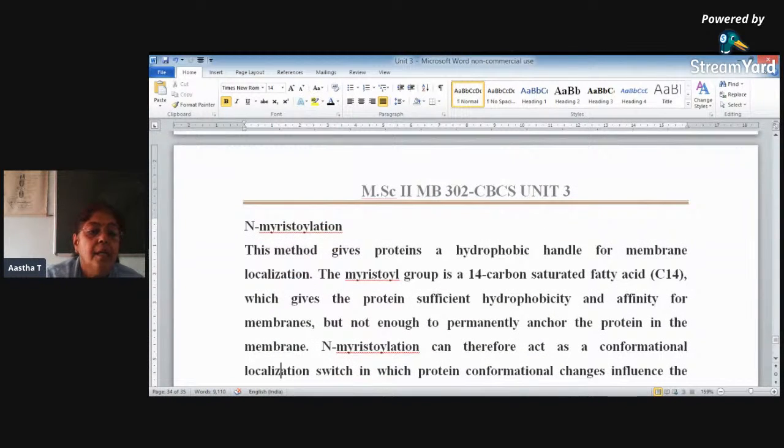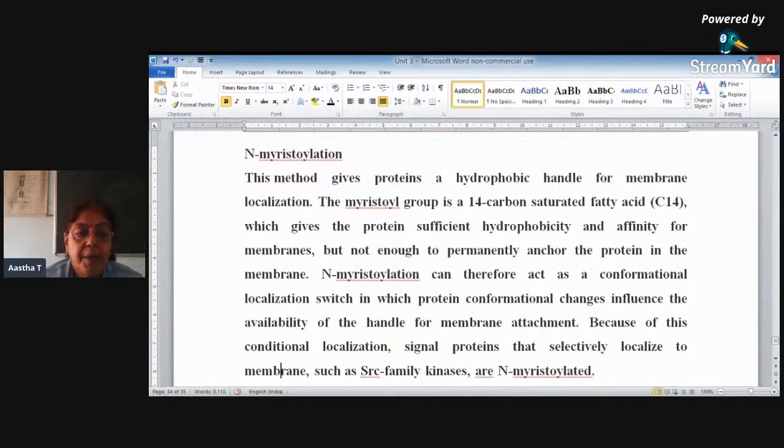Next one is N-myristoylation. So again, it provides hydrophobic property to the target protein. The myristoyl group is nothing but a 14 carbon saturated fatty acid, C14, which gets attached to the protein. Once it attaches to the protein, it gives hydrophobic property to the protein, and it also affects its affinity to the membrane. It can anchor this protein or attach this protein to the cell membrane. So affinity of the protein to the cell membrane increases by myristoyl group attachment, that is 14 carbon attachment to the protein. It can also change the conformation of the proteins, and it can provide a binding surface, a handle like surface to the protein, which will help in the attachment of the protein to the membrane.